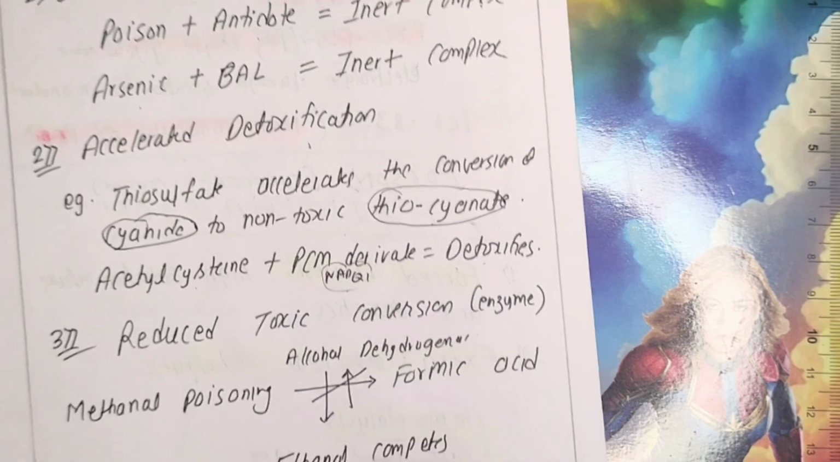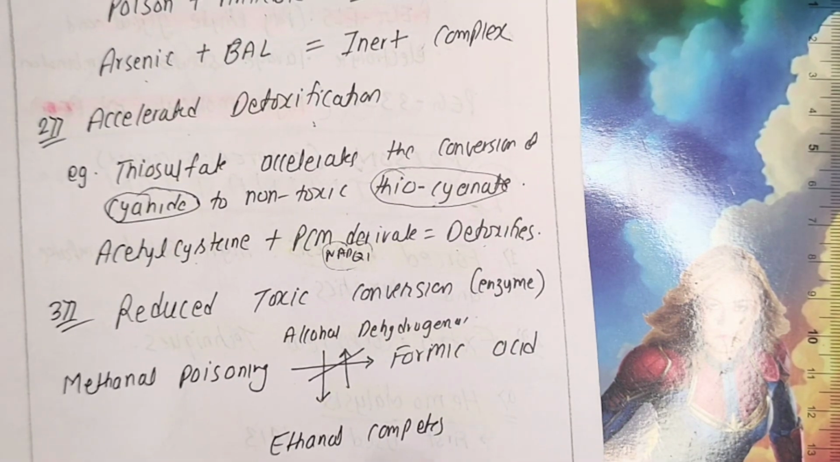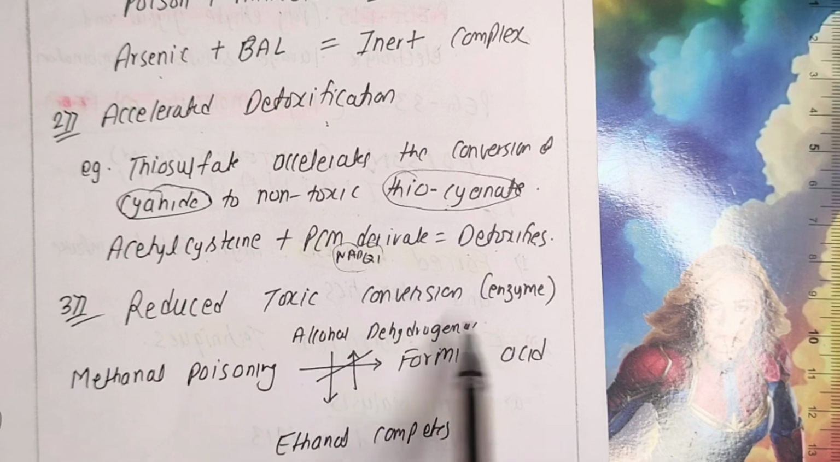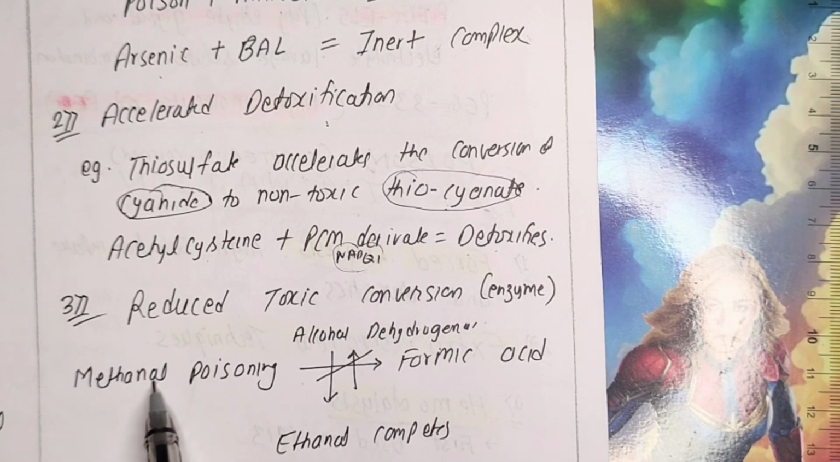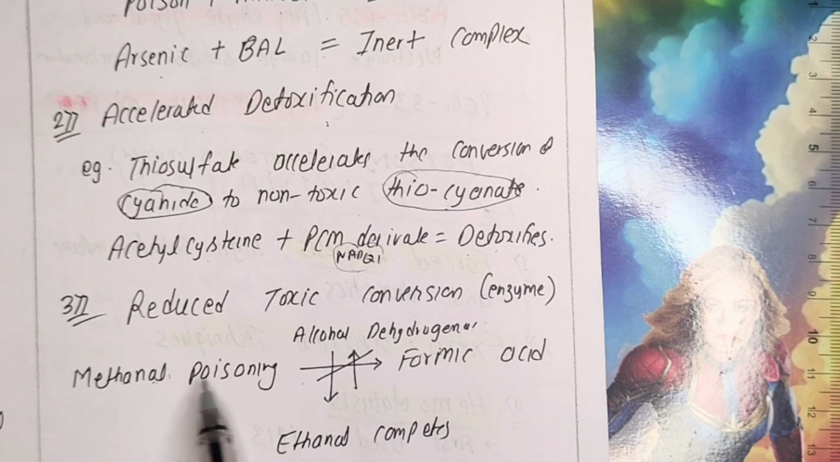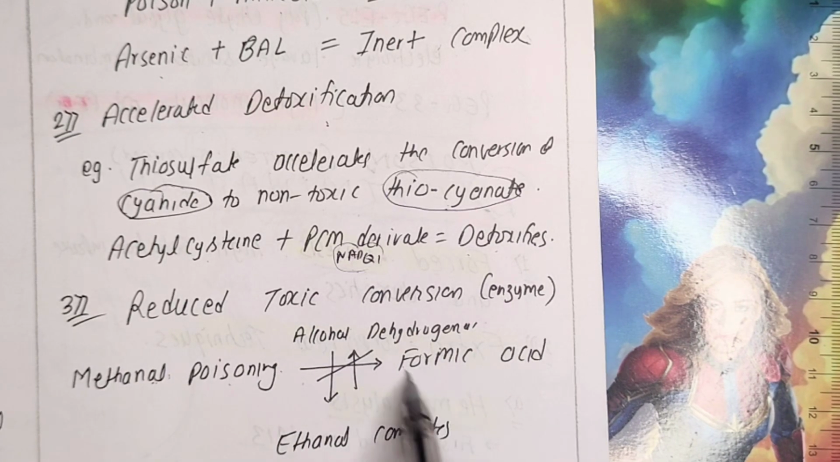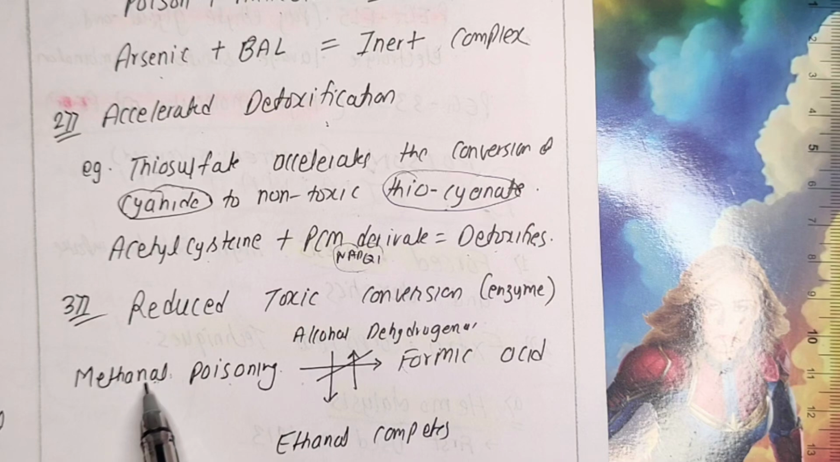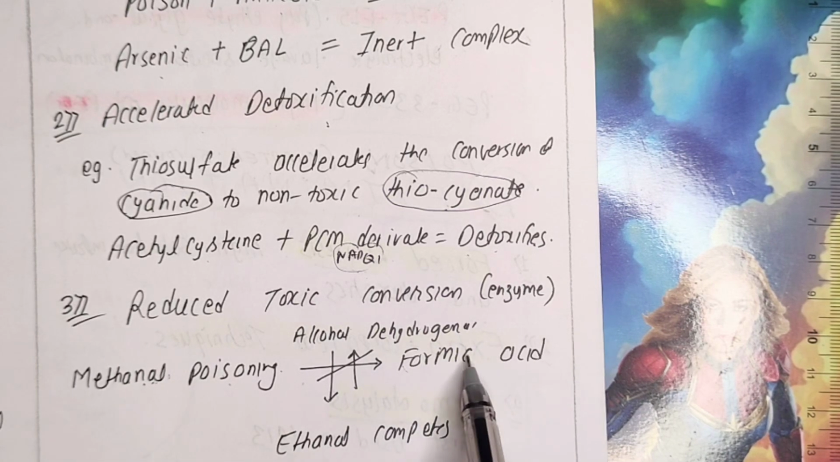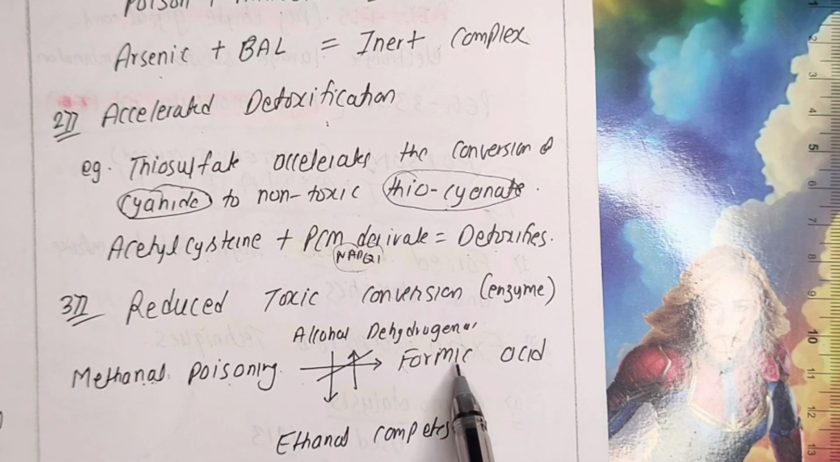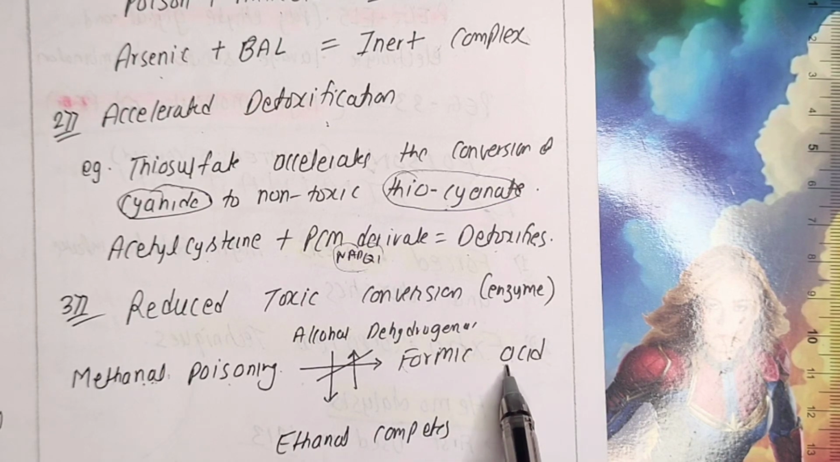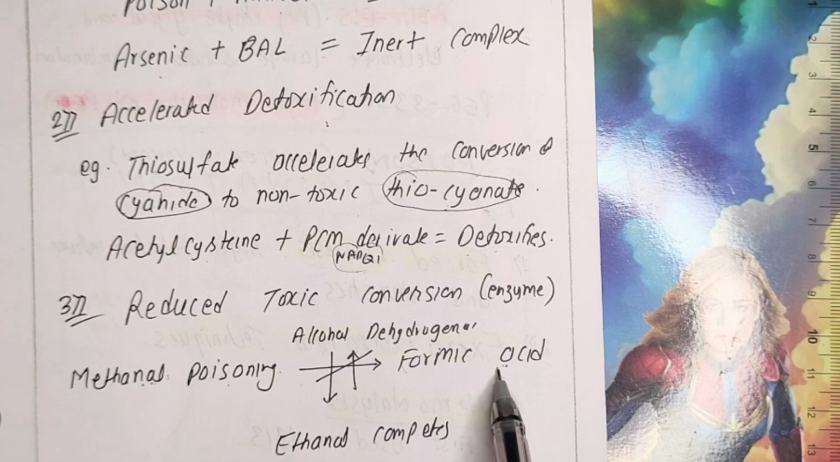Now our third type of mechanism by which these antidotes work is reduced toxic conversion. Example, methanol poisoning. In methanol poisoning, alcohol dehydrogenase will come and change the methanol into formic acid. Methanol itself is not harmful for our body, but this formic acid will go to our CNS and directly harm our neurons. In addition, it will inhibit oxidative phosphorylation and generate a lot of lactic acid. That's called metabolic acidosis.